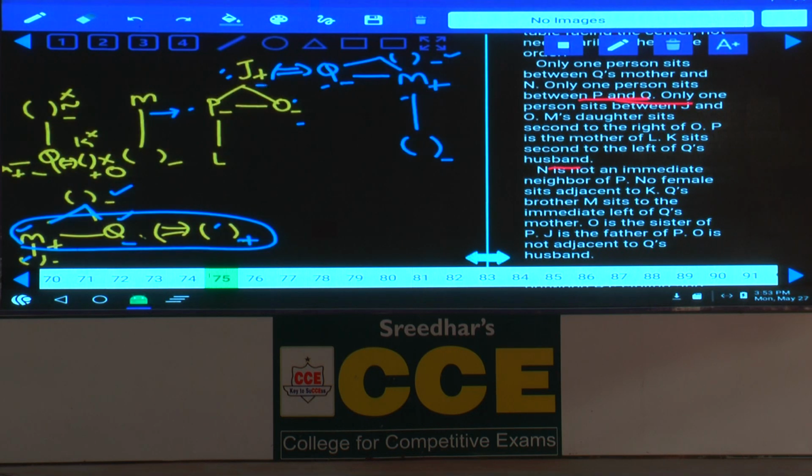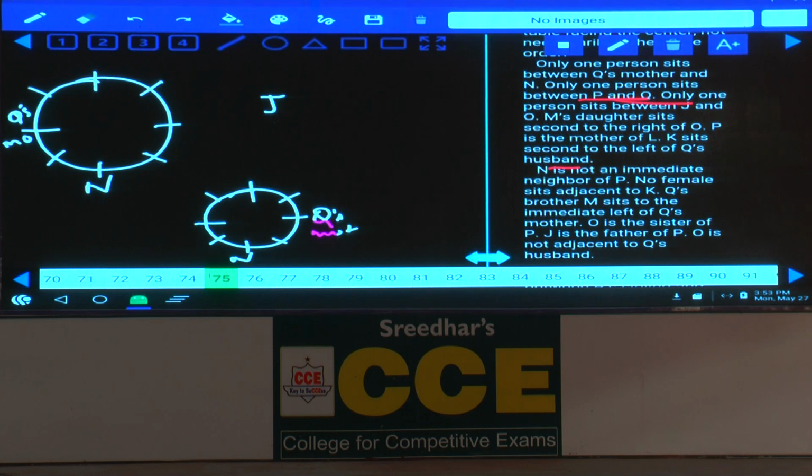Yes, J is married to Q and Q has a brother. Now this J is married to Q and Q has a brother M, isn't it? Now Q is a female and J is a male, M is a male, isn't it? Next one, now this Q and M have a mother, isn't it? As this mother. Next one, this J and Q, and M has a daughter.